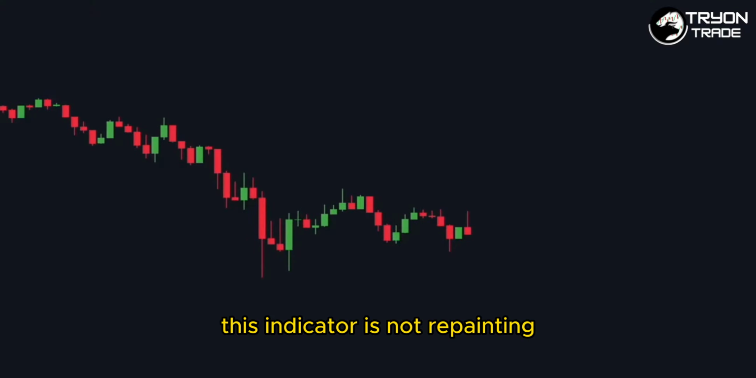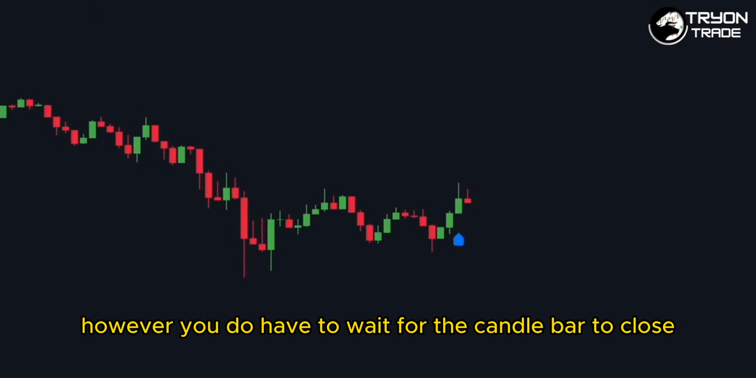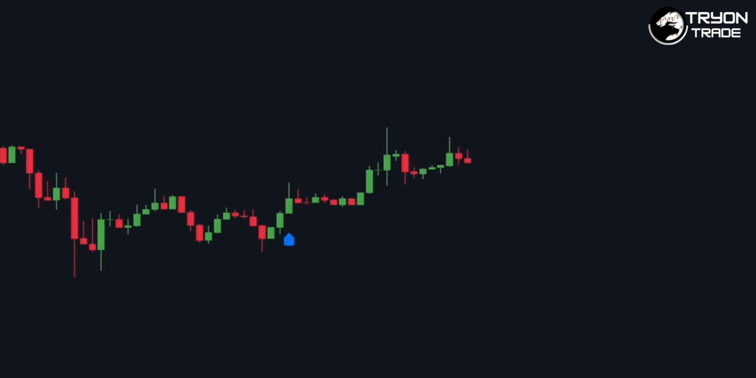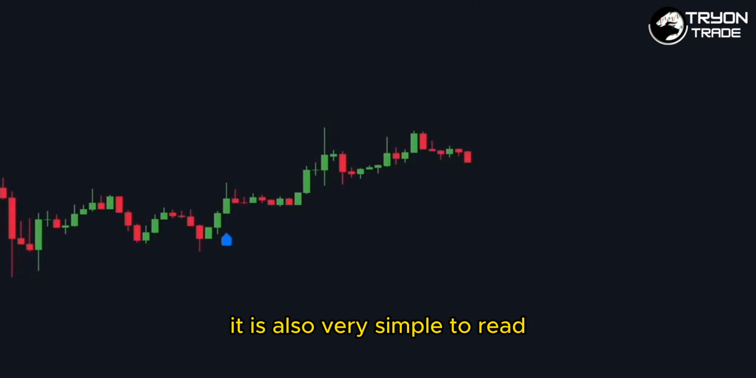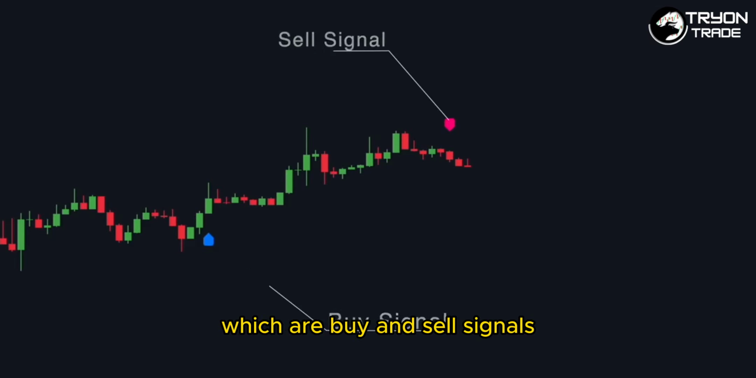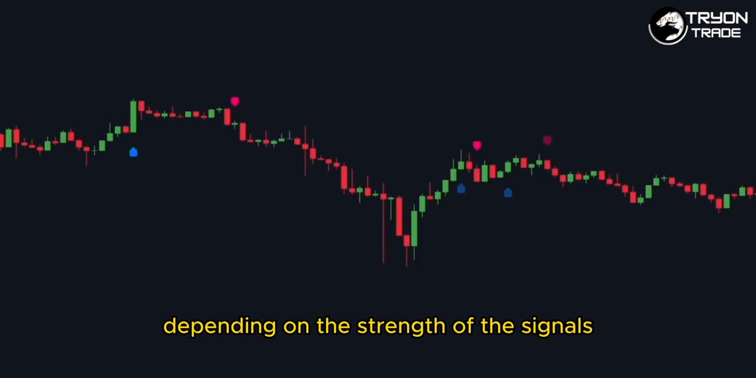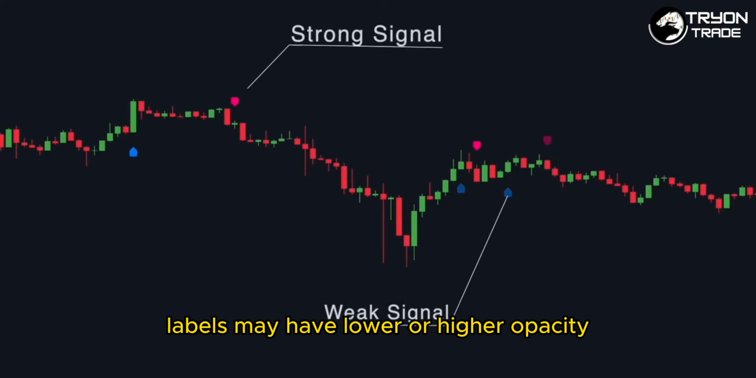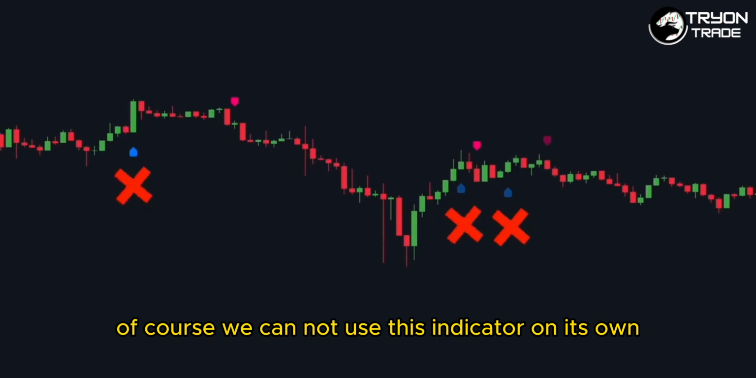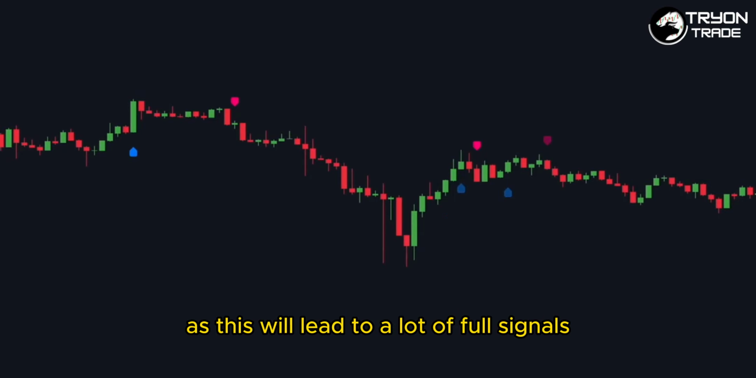KNN is then applied to the feature vector to classify whether the stock price is likely to increase or decrease. With this indicator, you do have to wait for the candle bar to close before you can consider a signal to be valid. It is also very simple to read. The indicator basically prints blue and pink labels, which are buy and sell signals. Depending on the strength of the signals, labels may have lower or higher opacity. Of course, we cannot use this indicator on its own, as this will lead to a lot of fake signals.